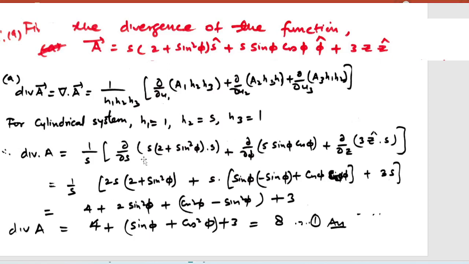So we have to partially differentiate with respect to s, with respect to phi, and with respect to z, and finally after putting in the differentiations we can find the value again. For this, sin square phi plus cos square phi is 1, so 4 plus 3 plus 1, that is 8. So it is again a scalar number.